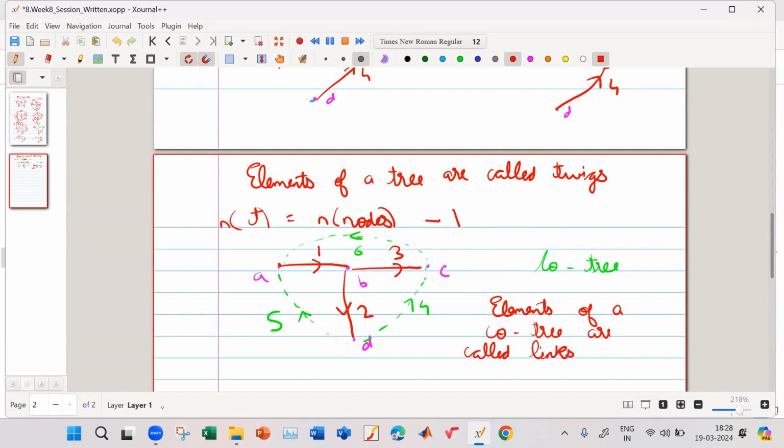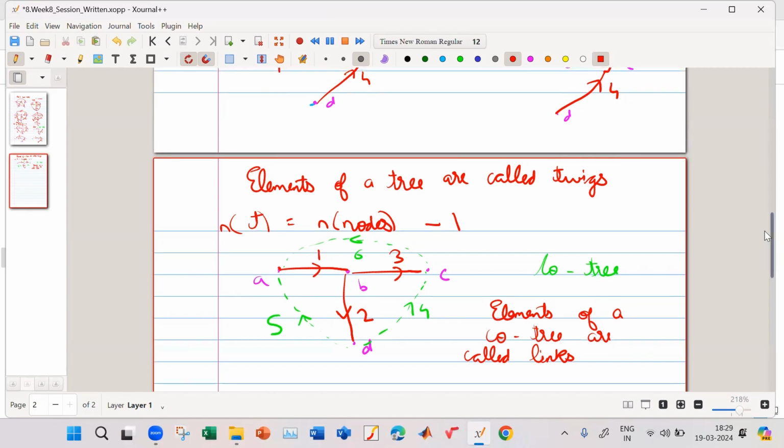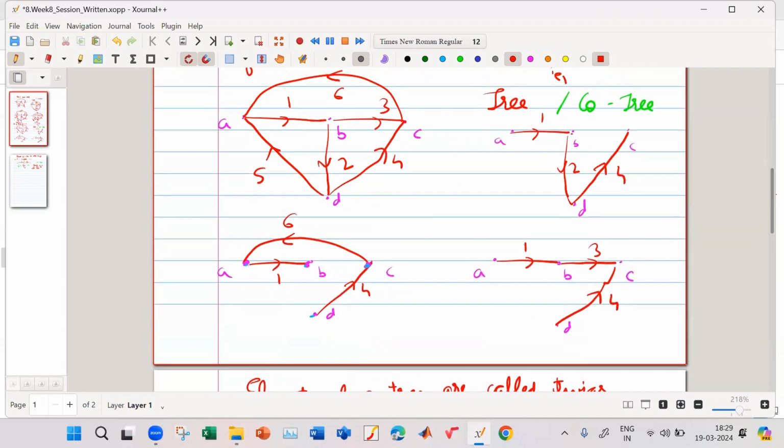Okay, so now we have established a tree. We have established a code tree. So if there are many trees available, how do we select which tree to choose? Because see, if you come over here, there are 1, 3, 2, 3, 3, 3. Which tree should I choose? Which is preferable?